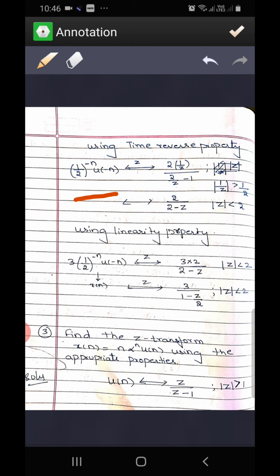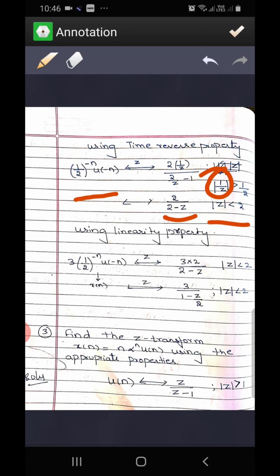The Z transform will be, wherever z is there, replaced by 1 by z. Now even in the ROC, whatever z is there, you replace by 1 by z. So z is less than 2. Rearranging these terms and simplifying this one, we got 2 by 2 minus z.